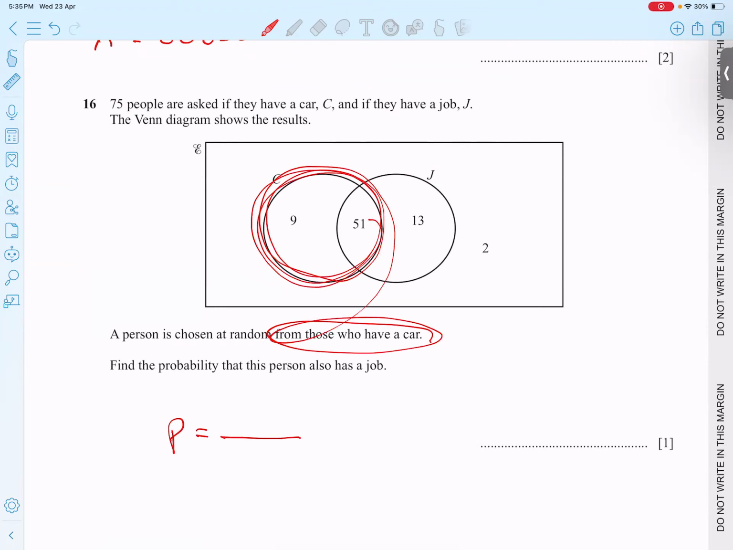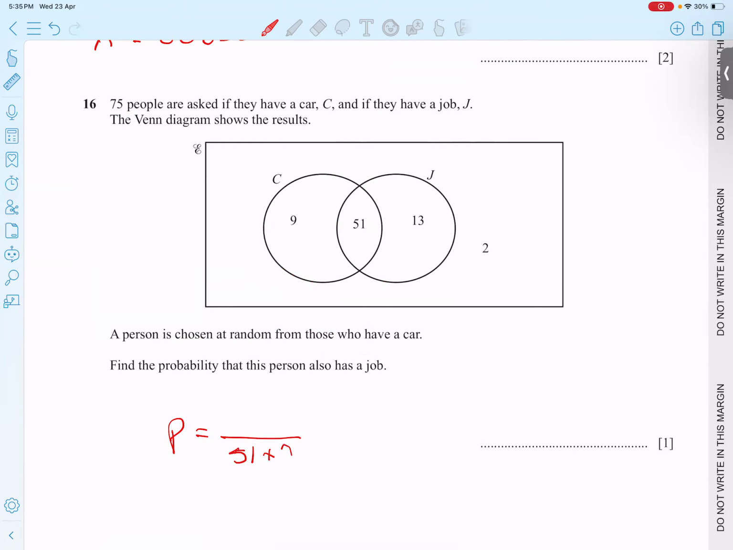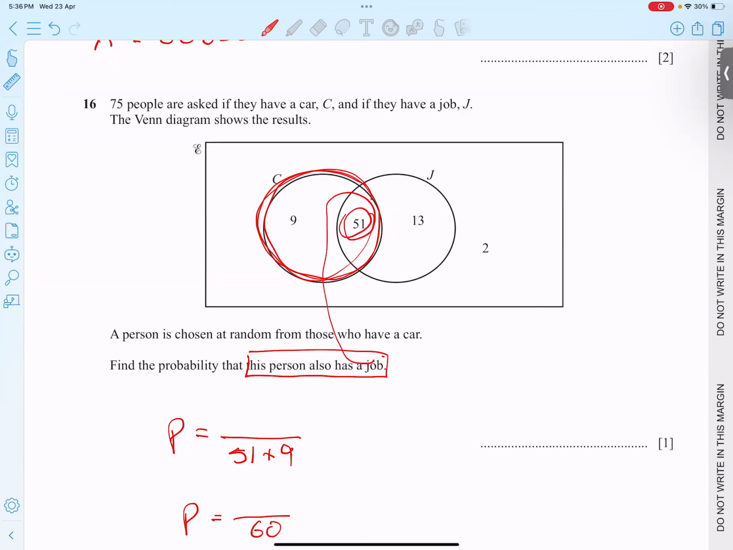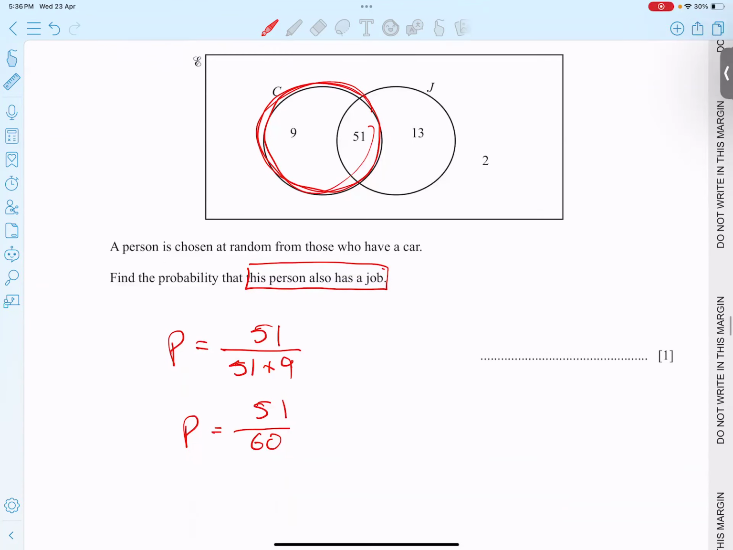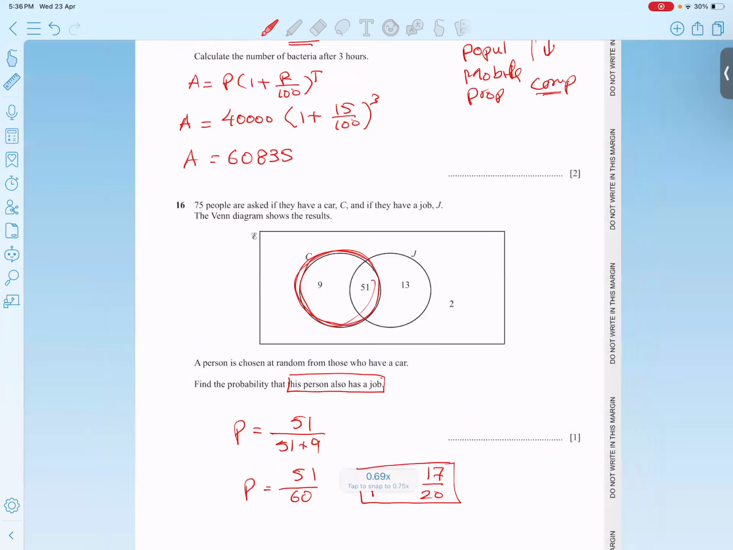If you add them, 51 plus 9, so I will write in the denominator 51 plus 9, which is actually 60. And he said from this circle of car, those who have a car, this person also has a job. So 'also job' means the 51 people who have a job among this circle. So 51 over 60. If we simplify, fine; if we leave it here, full marks. Because it's a probability question, if you don't simplify, no problem at all. So this is my final answer of this question.